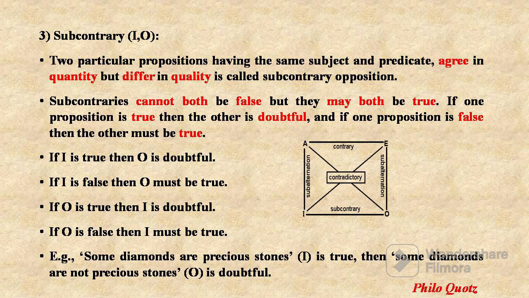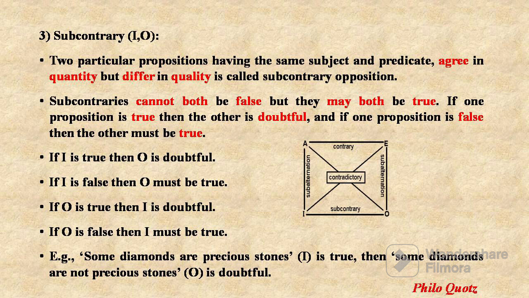Third oppositional relation is subcontrary opposition between I and O. Two particular propositions having the same subject and same predicate that agree in quantity but differ in quality is called subcontrary opposition. Subcontraries cannot both be false, but they may both be true. Just opposite of contrary opposition. So if one proposition is true, then the other is doubtful. And if one proposition is false, then the other must be true.